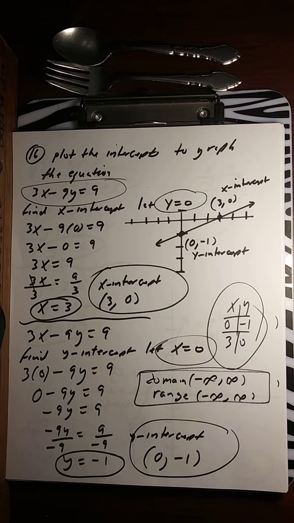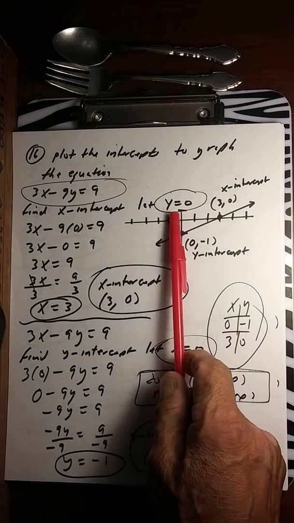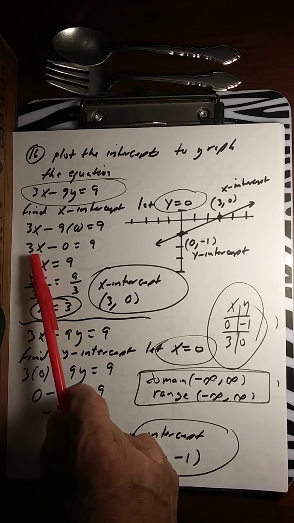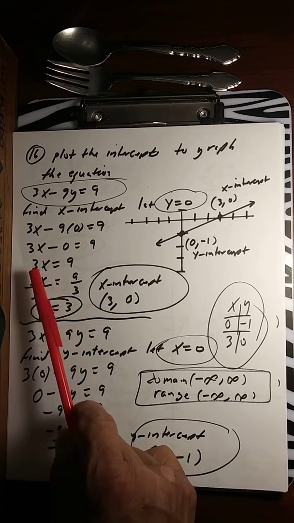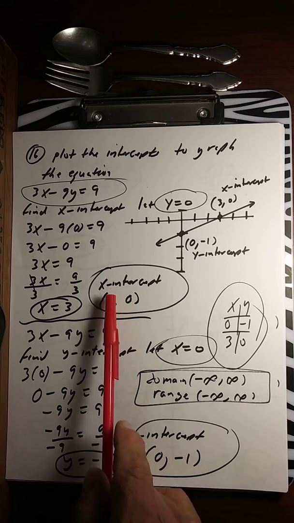Plot the intercepts to graph this. Okay. So to find the x-intercept, y equals 0. Put a 0 right there. 3x minus 0 is 3x. Divide by 3, so x equals 3. So 3, 0 is the x-intercept.